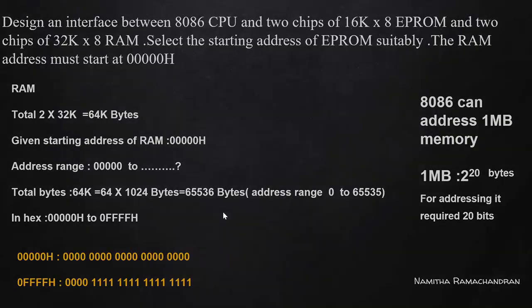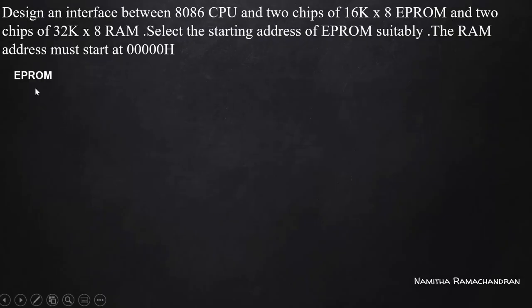Now we can consider the next part, that is the EPROM part. Here also we have 2 chips of EPROM, each of size 16K by 8. So total EPROM size is 2 into 16K bytes, since each word contains 8 bits. That is why 2 into 16K bytes, that is 32K bytes. Right.